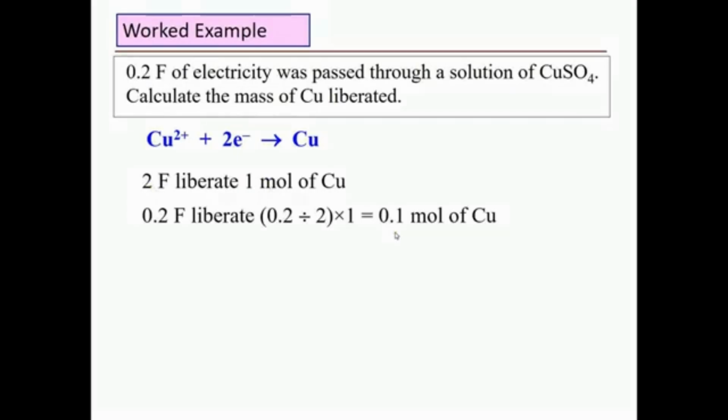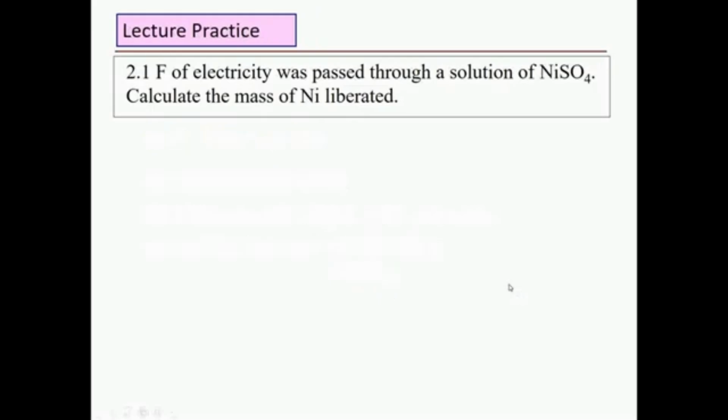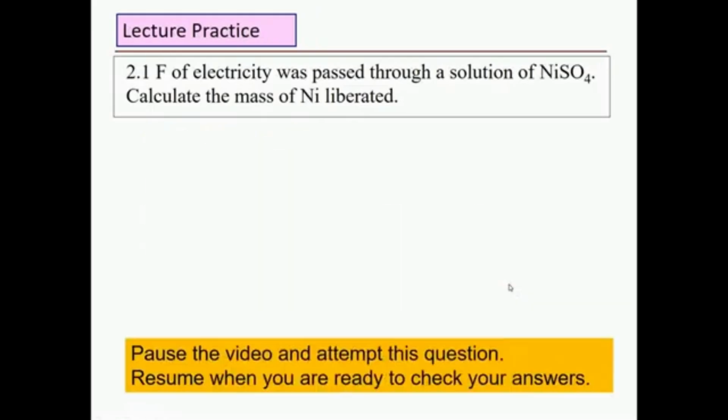Now the question requires the mass of copper to be calculated. So using the formula mass equals number of mole times the AR, the AR value can be found from the data booklet. We have the mass of copper liberated, which works out to be 6.35 grams. The final answer, leaving it to 3SF with units. Now, pause the video, attempt this question, and resume when you are ready to check your answers.